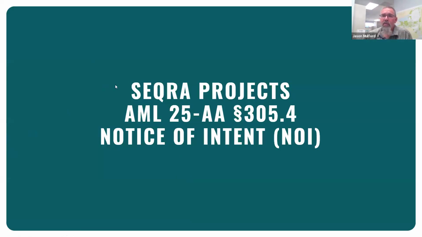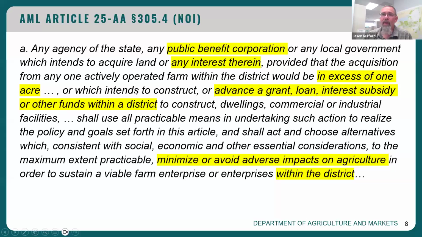Solar projects are typically going through local review. Sometimes if they're within the ag district, they have to go through the notice of intent. This is Ag and Markets law, or Ag District Law, 25-AA 305. And a lot of folks don't know about this program, and that's why we're putting it out there as a reminder.